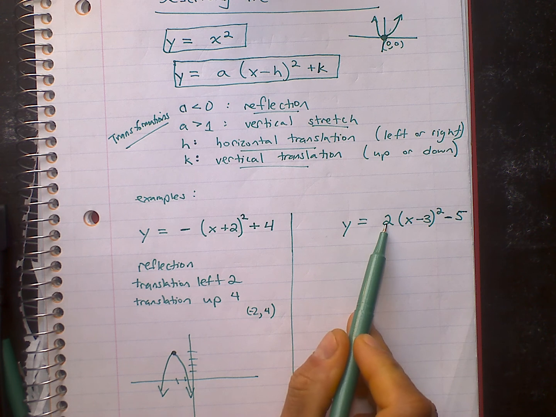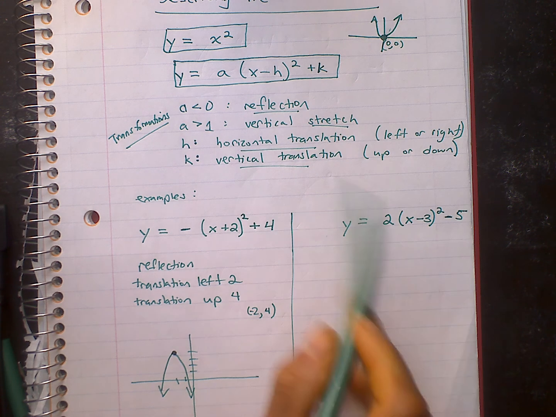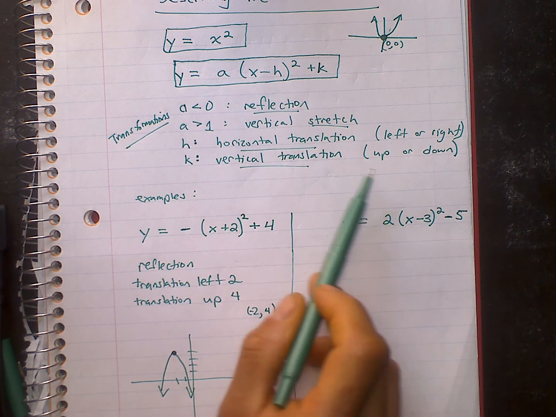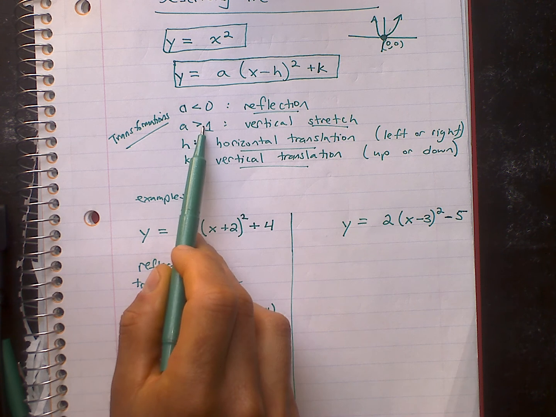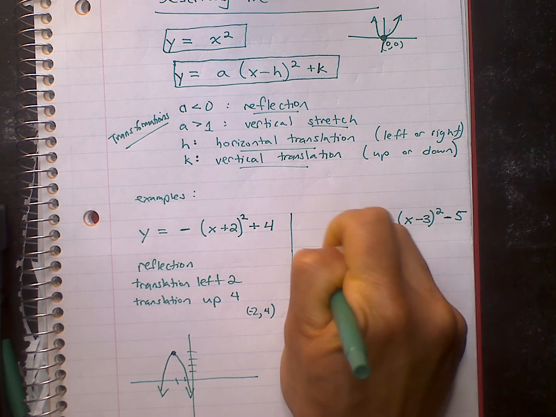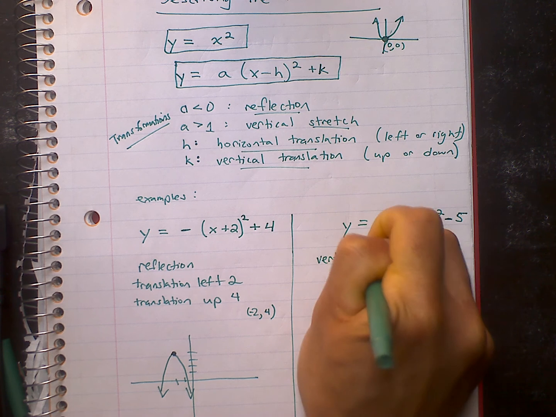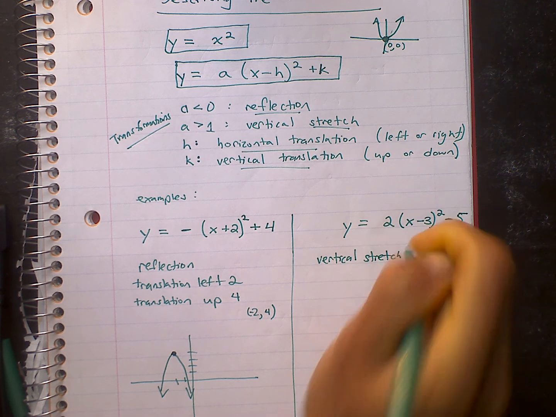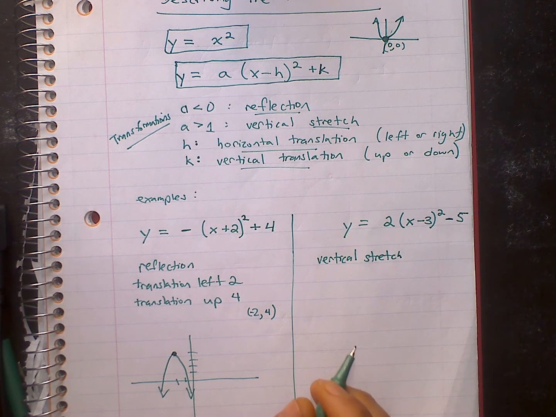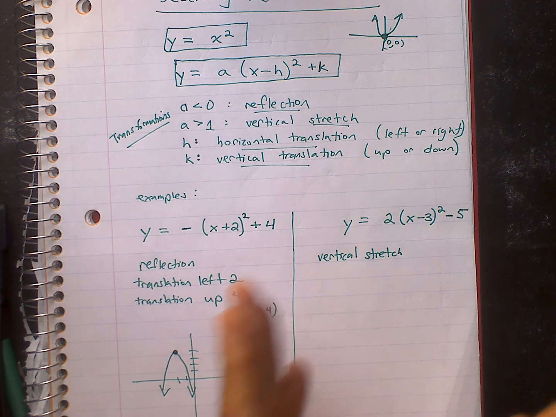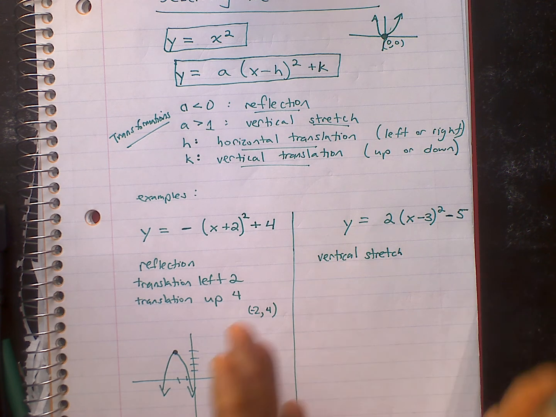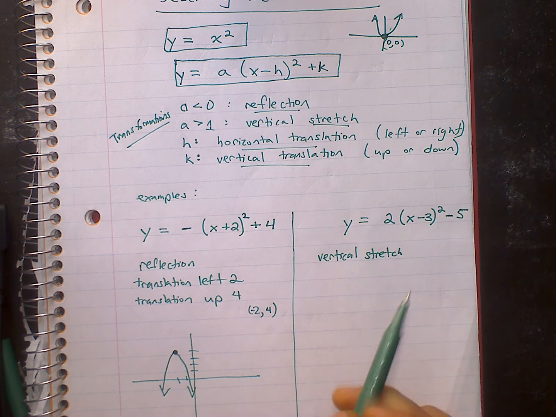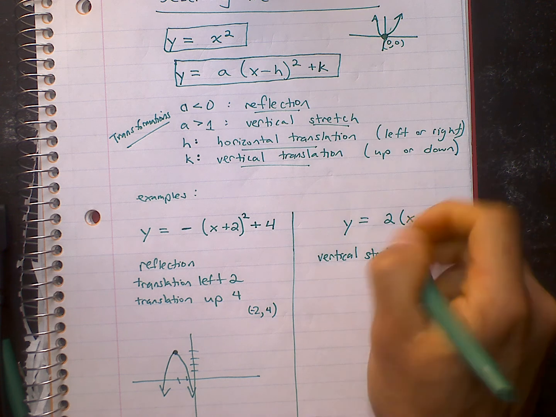Here we have the a value is 2. When the a value is not 1 or negative 1, it actually changes the shape. So we consider that a vertical stretch. It's going to make it look more tall, or in other words, it's going to actually make the parabola look more narrow because it's going to be stretching it out and the y values are going to become a greater value.